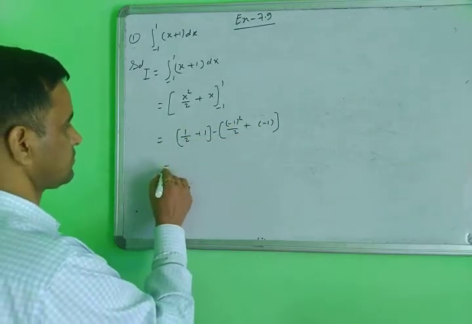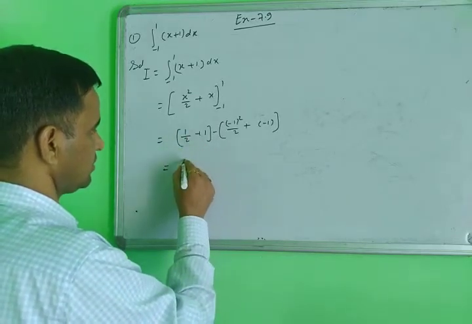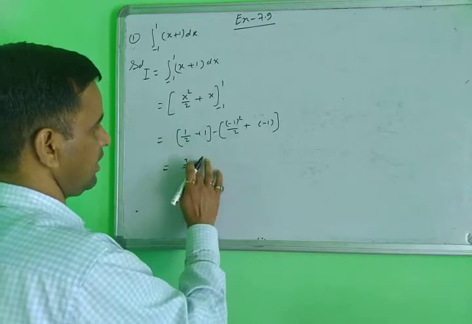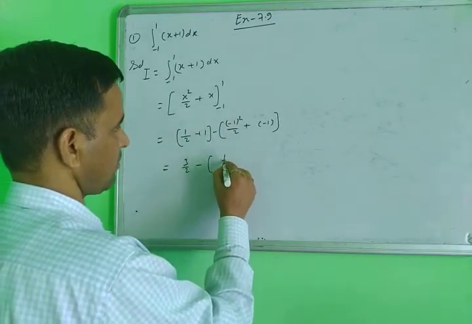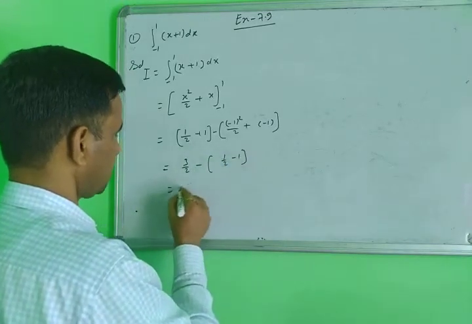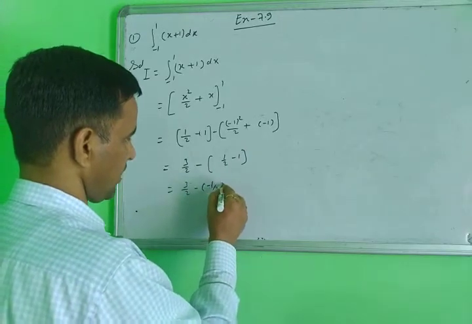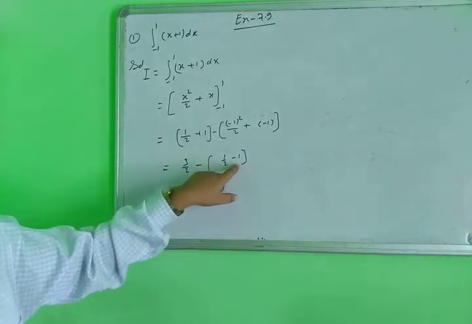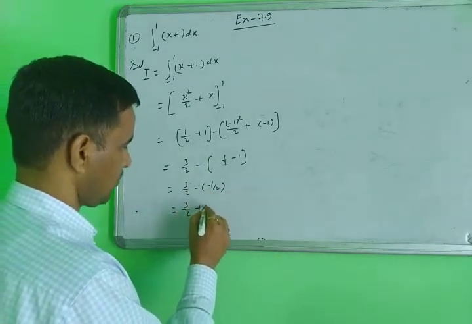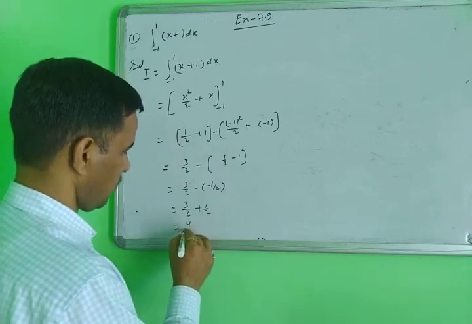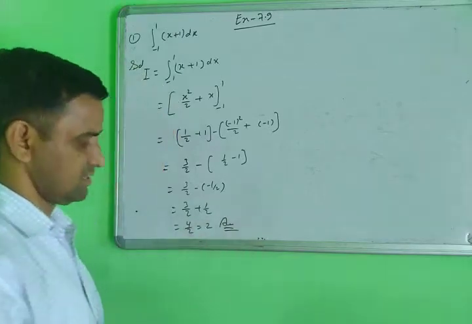Then calculate here. This is 1 by 2 plus 1, which is 3 by 2, and minus here, minus 1 by 2 minus 1. So what result comes here? 3 by 2 minus, so -1 by 2. When you calculate this, it comes to -1 by 2, and minus with minus becomes plus. So 3 by 2 plus 1 by 2. The result is 4 by 2, or 2. This is your final answer.